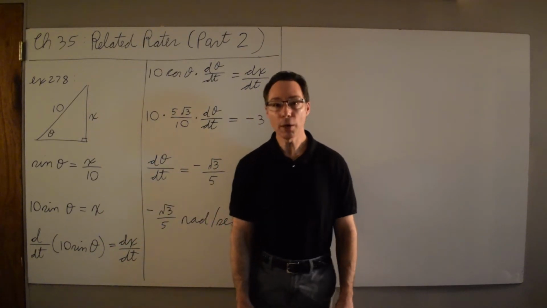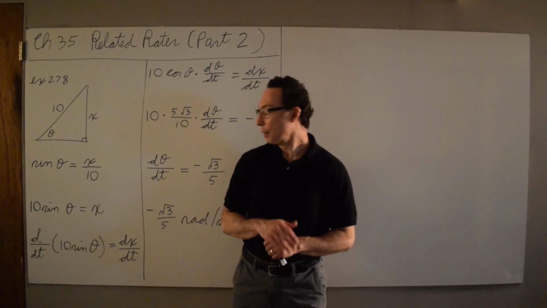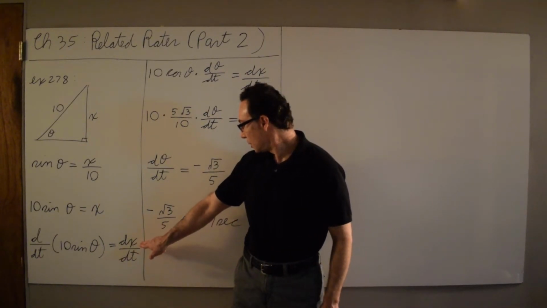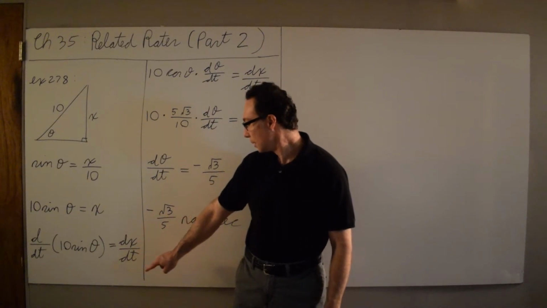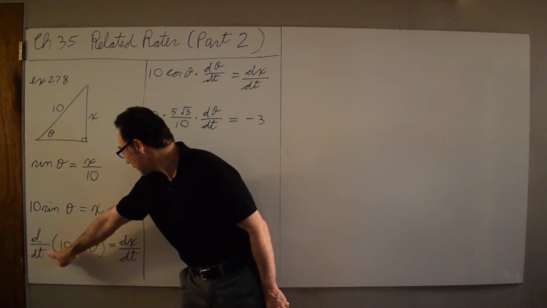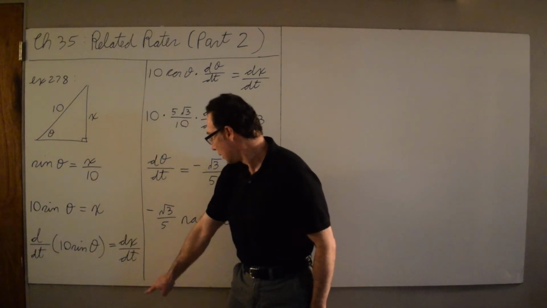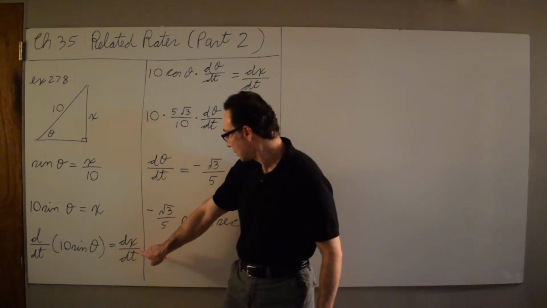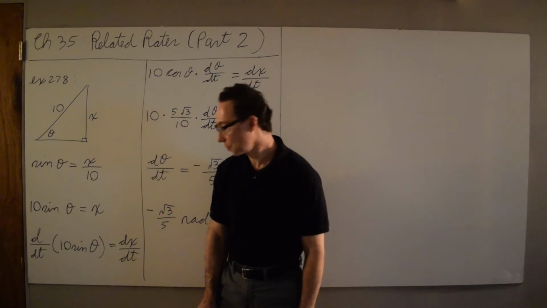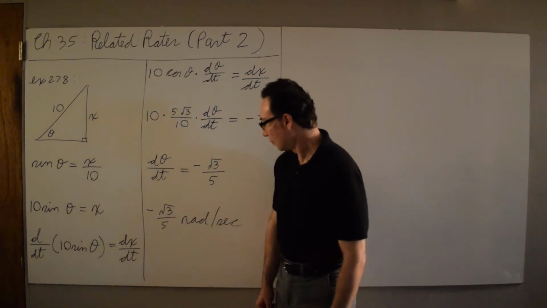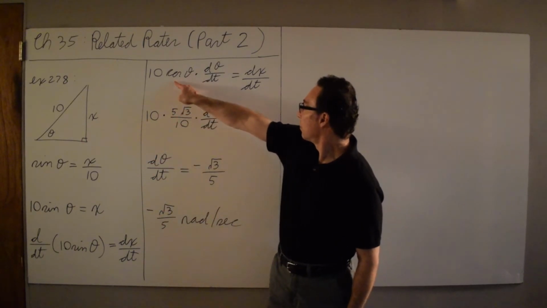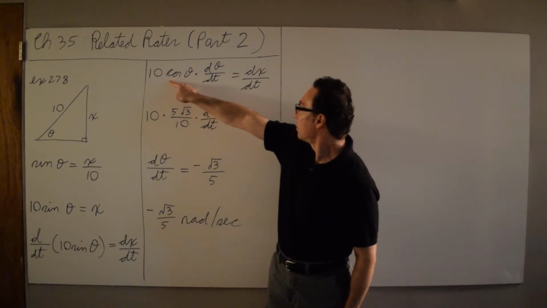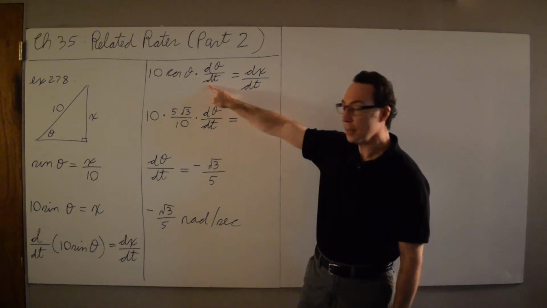And it's a related rate question. We're being asked about the rate of change of theta. So we take the derivative with respect to time of both sides. So the derivative with respect to t of 10 sine theta equals the derivative with respect to t of x. So we use implicit differentiation. The derivative of sine is cosine, so we have 10 cosine theta d theta dt.